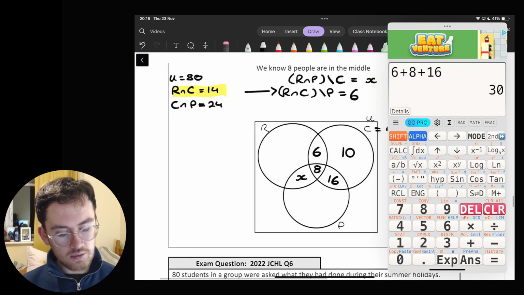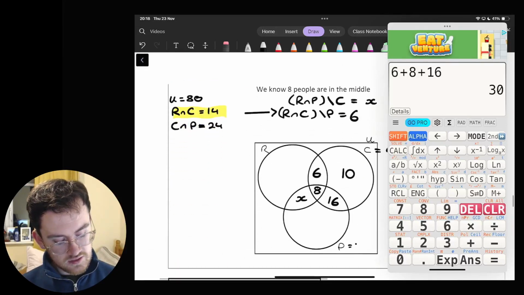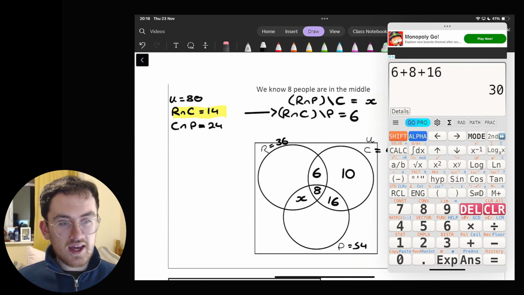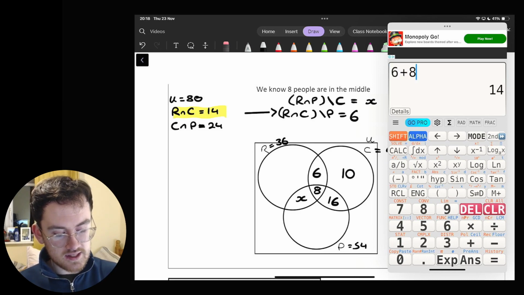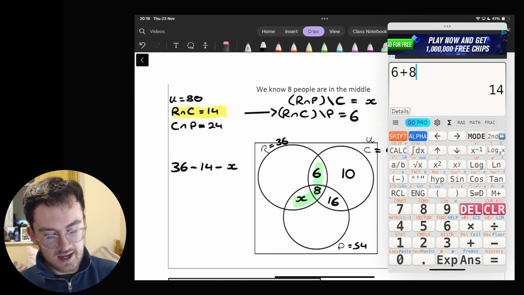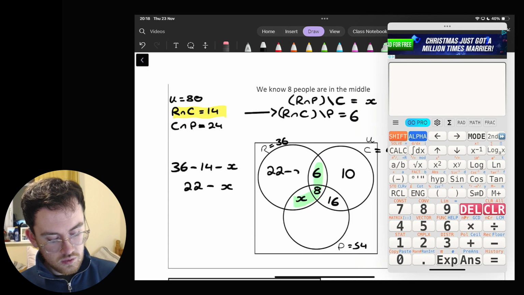We're going to do similar to pop and rock. So pop was 54, rock was 36. So this is 54 and this is supposed to be 36, this entire circle. If we focus on rock first of all, it's supposed to be 36. At the minute, if I add it up, I have 14 plus x here. So we need to do 36. We're going to take away that 14 and we're going to take away the x to see what's left. So 36 take away 14, so 22 take away x is what's left in rock only.